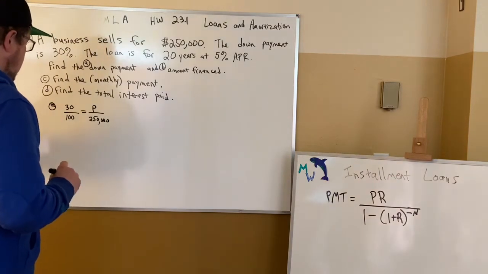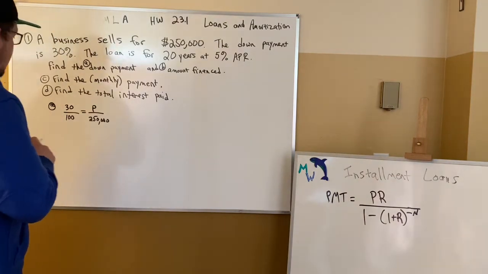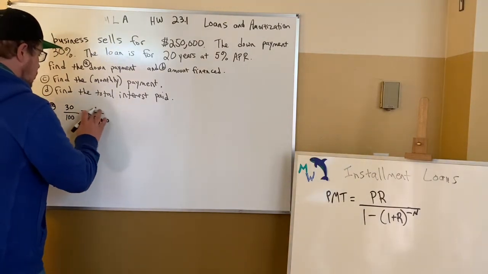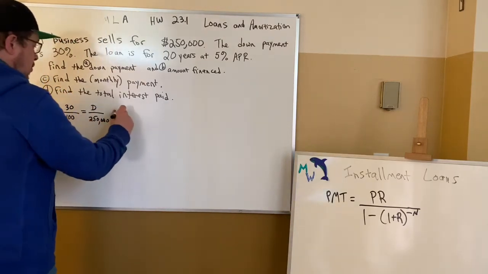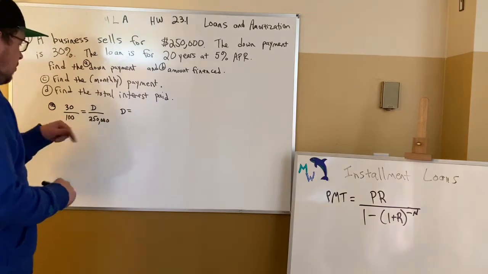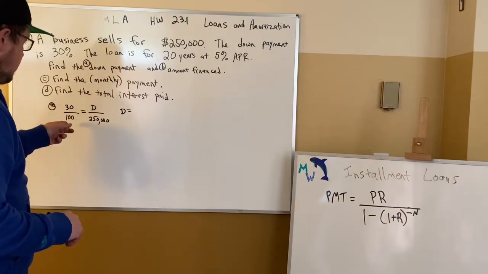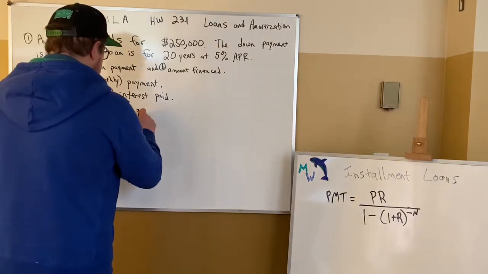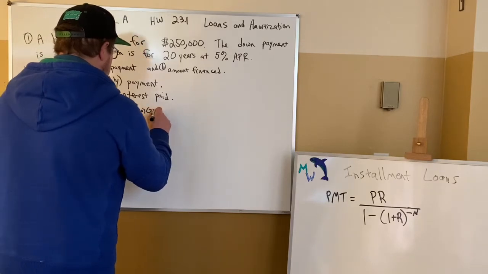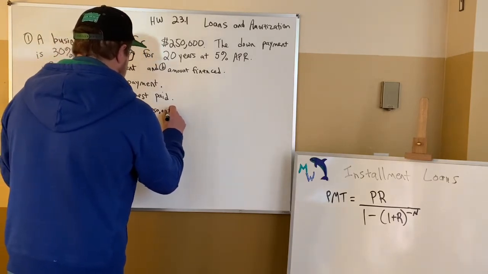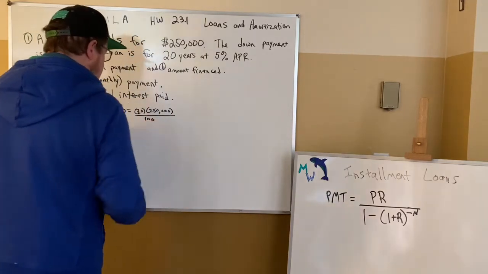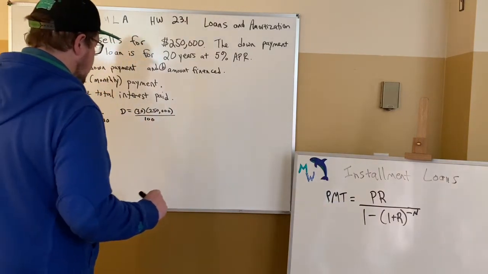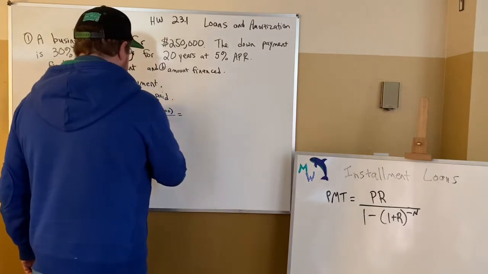So this is going to be the down payment. We'll just call it the letter D, no big problem. In this case, what we're going to do is find what is 30% of 250,000. This is going to be divided by 100, so we're going to get 30 times 250,000, and we're going to divide by 100. We're going to get $75,000.